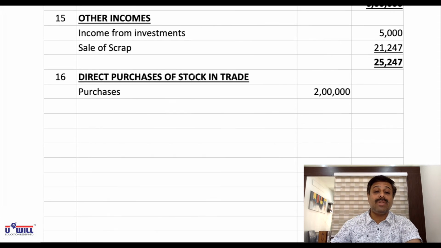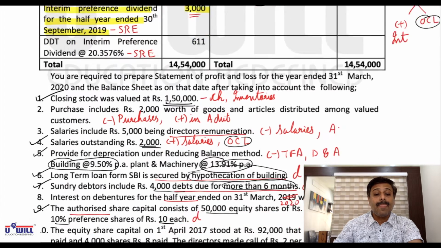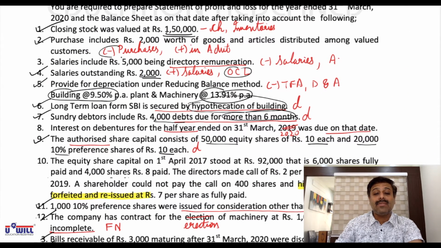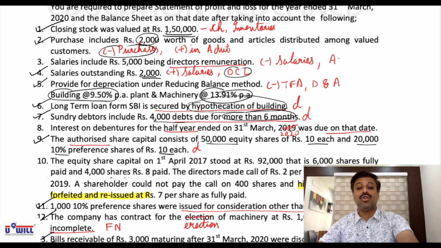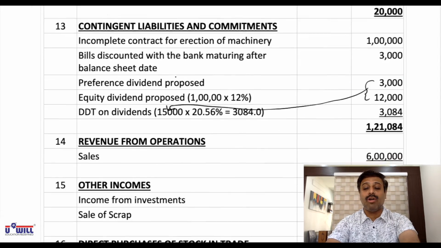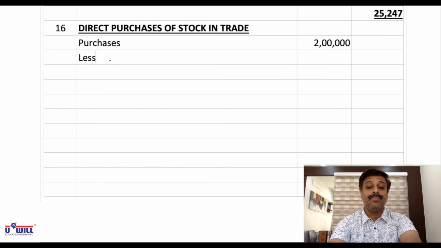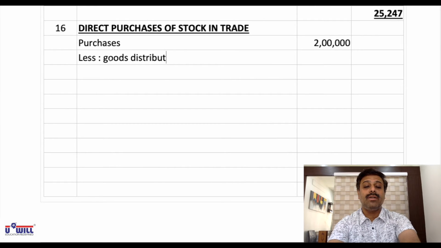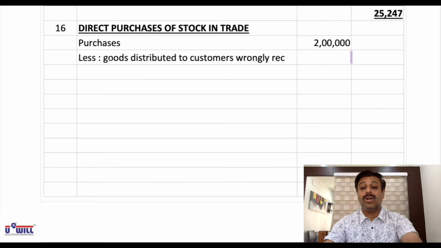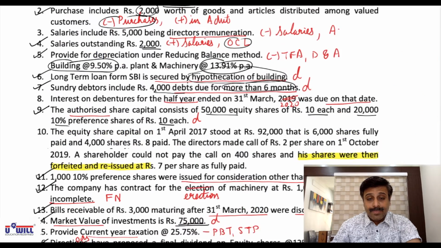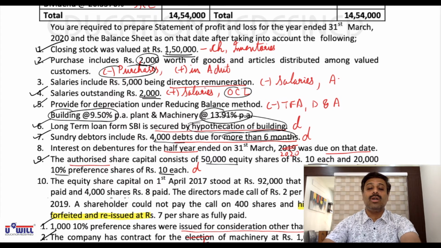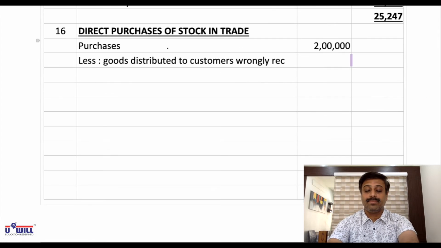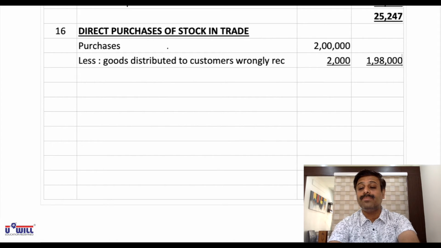Now what is the hidden adjustment regarding purchases of 2 lakhs? Adjustment number 2, we have to minus from purchases 2,000 rupees, which is wrongly recorded. It was distributed to customers, and we have wrongly recorded that. So less goods distributed to customers, wrongly recorded. What amount is there? 2,000. Okay, 2,000 we minus. So outer column 1,98,000, and that itself will become the total.